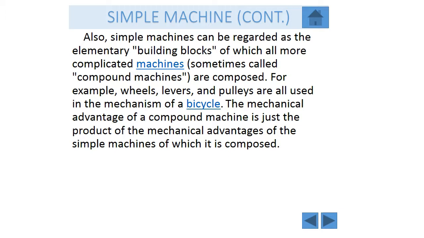compound machines, are composed. For example, wheels, levers, and pulleys are all used in the mechanism of the bicycle. What they are trying to say here is that the building blocks of a bicycle are wheels, levers, and pulleys. Without these, the bicycle cannot function and cannot move. Let's continue with our definition. The mechanical advantage of the compound machine is just the product of the mechanical advantages of the simple machines of which it is composed.